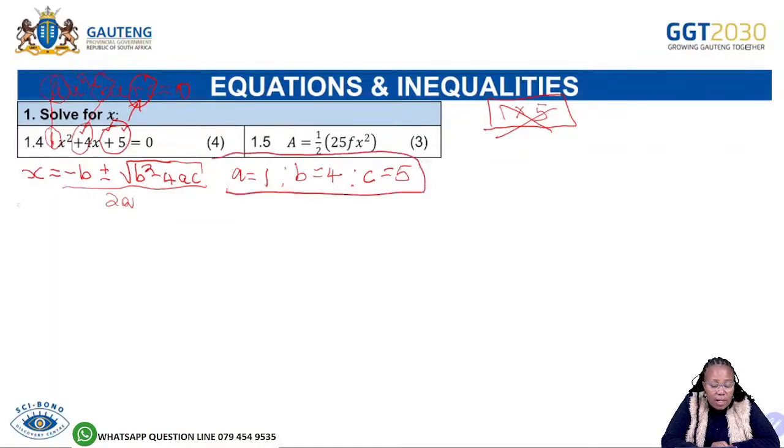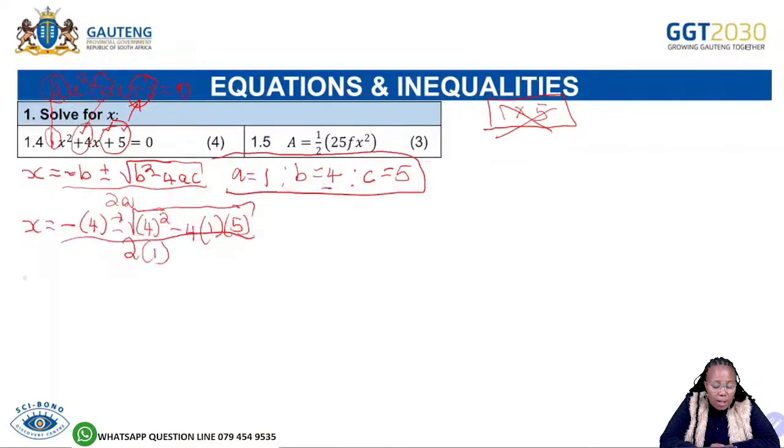Right. And then now we can substitute into the formula, that is x equals a negative from the formula there. And the value of b, fortunate enough, is positive. It will remain positive. Plus minus the square root of b, which is 4, squared minus 4. Remember, this division line must cover everything. And then a is 1, the c is 5. And then all over 2 into 1. And then now there comes a problem, grade 12.